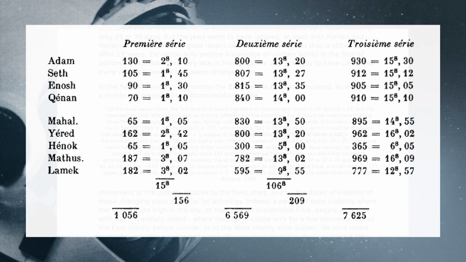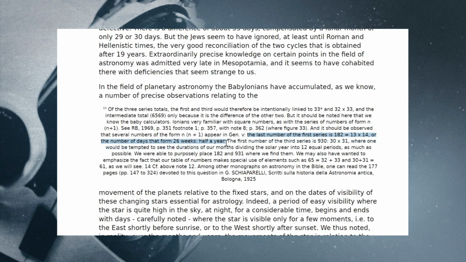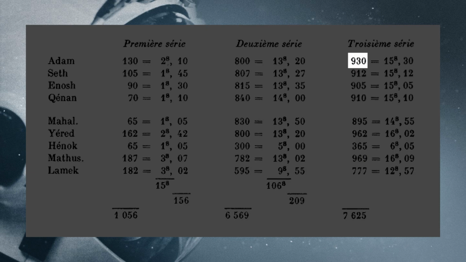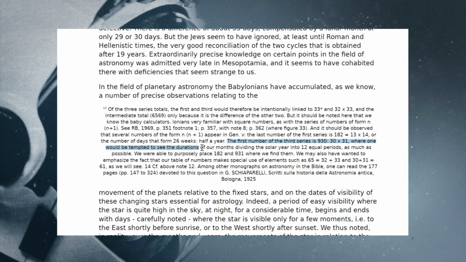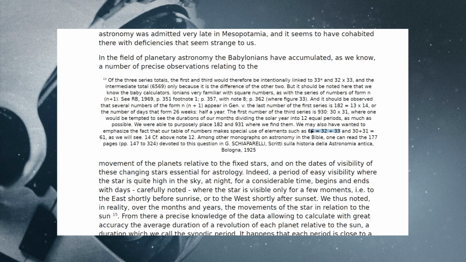So the last number of the first series, this is Lamech's age when he had Noah, is 13 times 14, or the number of days that form 26 weeks, half a year. The first number of the third series, this is Adam's total lifespan, is 30 times 31, where one would be tempted to see the durations of our months, dividing the solar year into 12 equal parts as much as possible. He also notes here that 65 is 32 plus 33, and 30 plus 31 is 61. But this 65 is going to become relevant later, because you're going to find 65 all over the place. And this is just one way in which you could get that number, 32 plus 33.